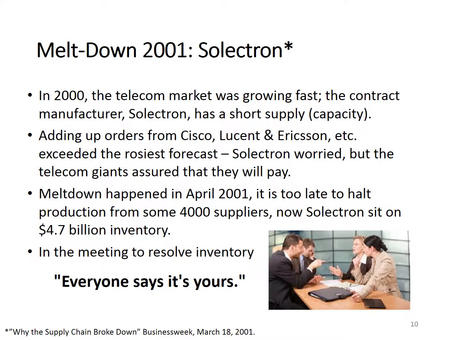So Selectron worried, but telecom giants assured Selectron that they would pay. A few months later, in April 2001, the market crashed. But it was too late to halt production from some 4,000 suppliers. Now Selectron sits on $4.7 billion of inventory, which has to be written off due to their short life cycle.